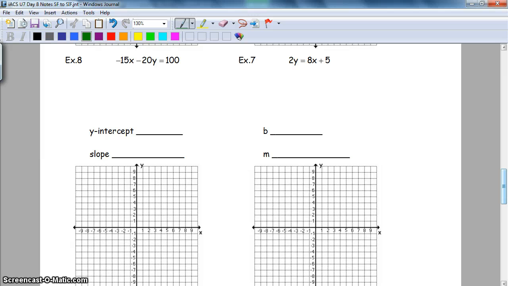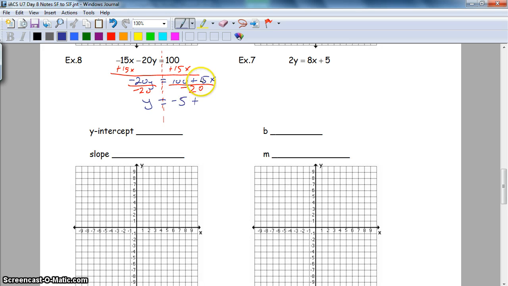Number 8. What do we got to do to get y by itself in number 8? Got to add 15x to both sides. We're left with negative 20y equals 100 plus 15x. Now we got to get y by itself still, so we got to divide by negative 20. And we get y equals, what's 100 divided by negative 20? Go on, get your calculator out. It would be negative 5.